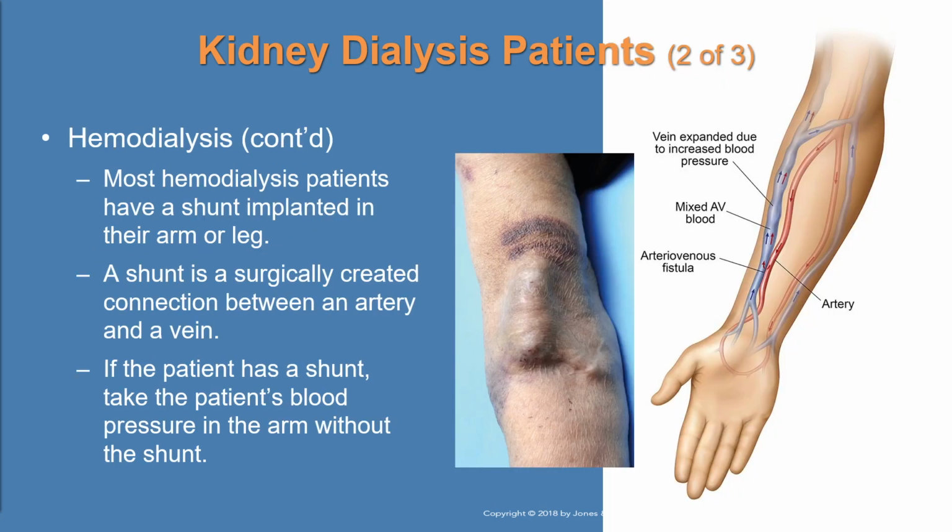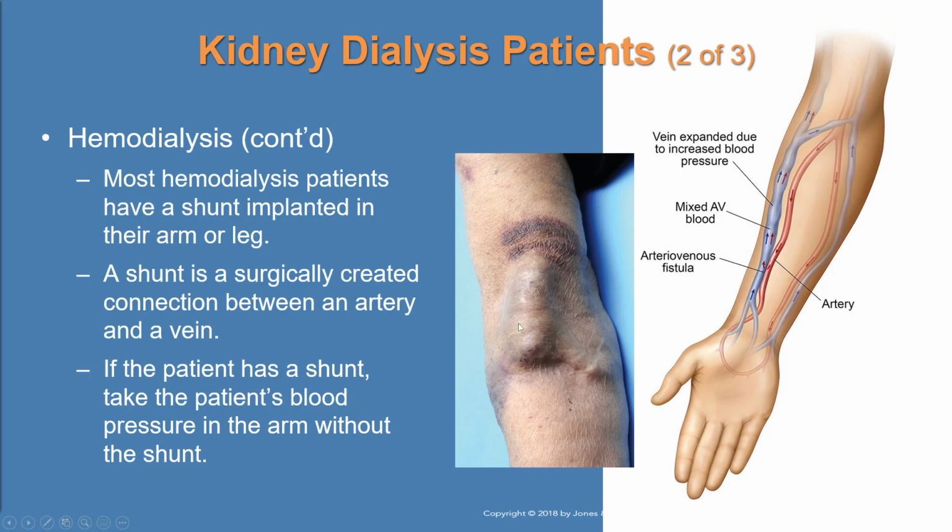Now, in order to do this, they oftentimes have what's called a shunt implanted in their arm or their leg. The arm is more common than the leg. A shunt is anytime blood passes directly from an artery to a vein, right? Without going into the tissues of the body, without doing gas exchange. And we can surgically create a shunt by connecting an artery to a vein. But the problem with that is when you connect a high pressure artery to a low pressure vein, the vein bulges out.